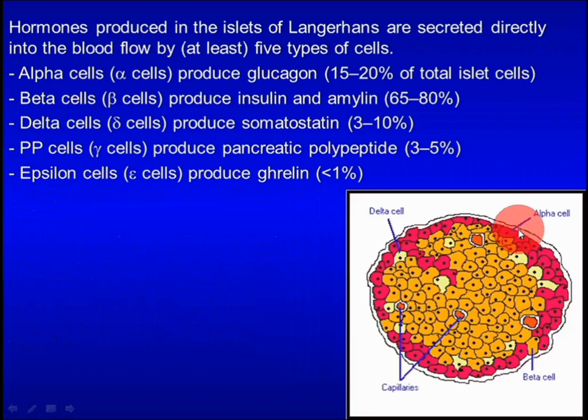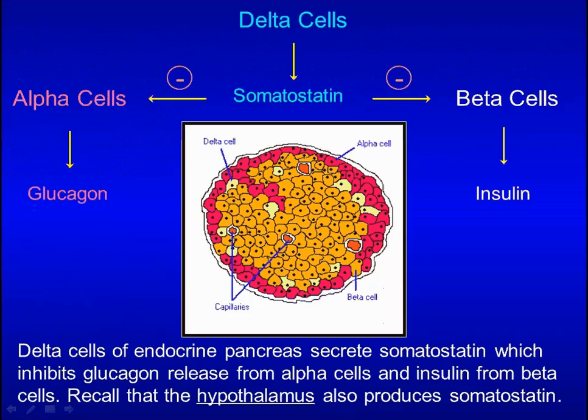Alpha cells produce glucagon. Beta cells produce insulin. Delta cells produce somatostatin. Somatostatin inhibits the release of glucagon from alpha cells and insulin from beta cells. As you may recall, the hypothalamus also produces somatostatin, which inhibits release of growth hormone from the anterior pituitary gland.